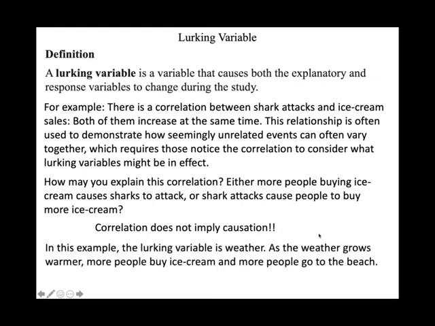So for this example, we're going to say the lurking variable is the weather. As the weather gets warmer, more people buy ice cream and more people go to the beach. If more people buy ice cream, there will be higher ice cream sales. And if more people go to the beach, there will be a higher chance of more shark attacks. So we say that's a correlation. But here, I want you to remember that correlation does not imply causation. A correlation doesn't mean one thing causes the other to happen. And in this example, the lurking variable is the weather. Okay, this is the lurking variable.